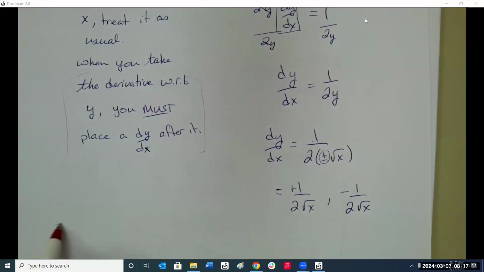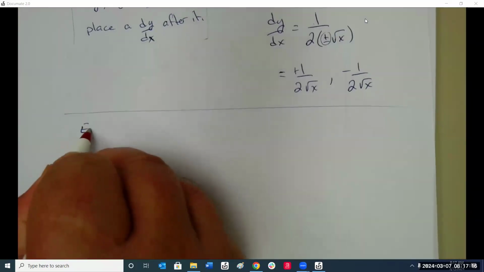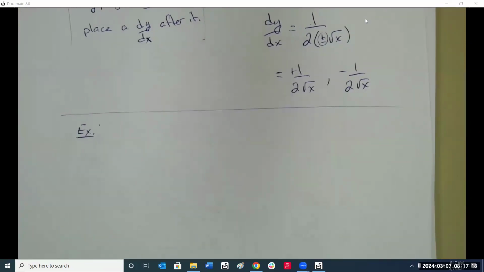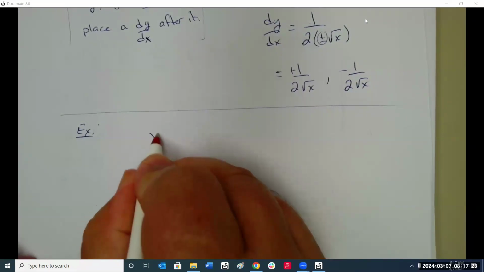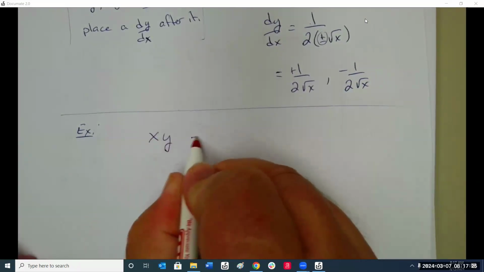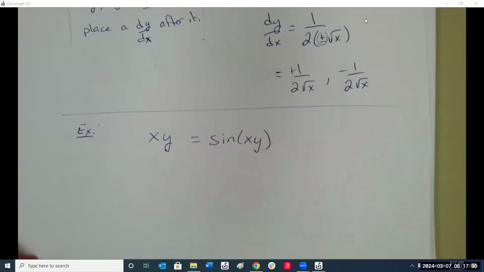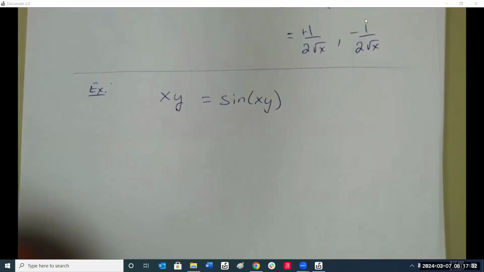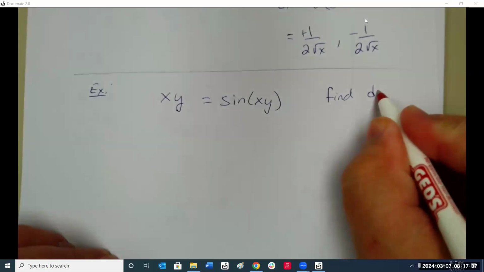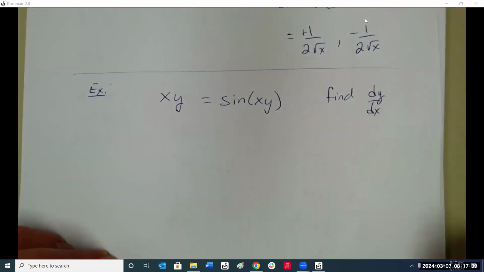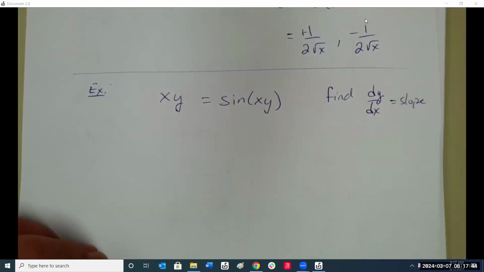Okay, let's look at example 2 then. Hopefully, well, let me put a couple of other examples on there so you guys can start practicing how to do this. XY equals, oh, the example I put up there earlier. What you're going to be asked to do is to find dy dx, which is the slope. Again, it hasn't changed, never changed.